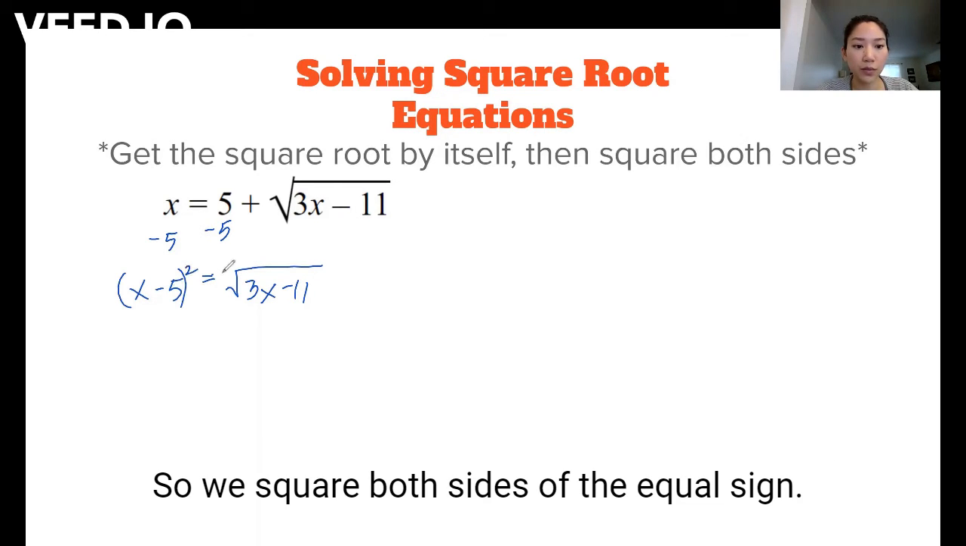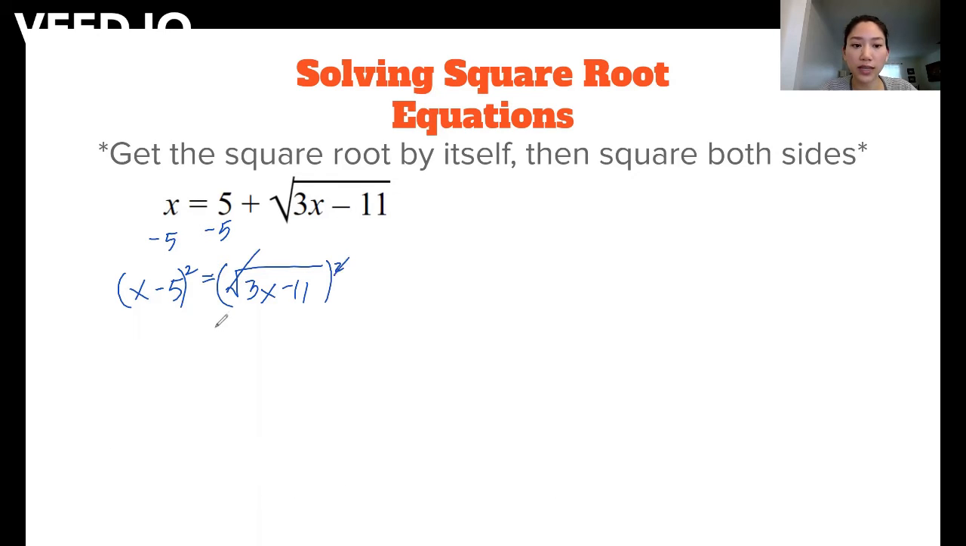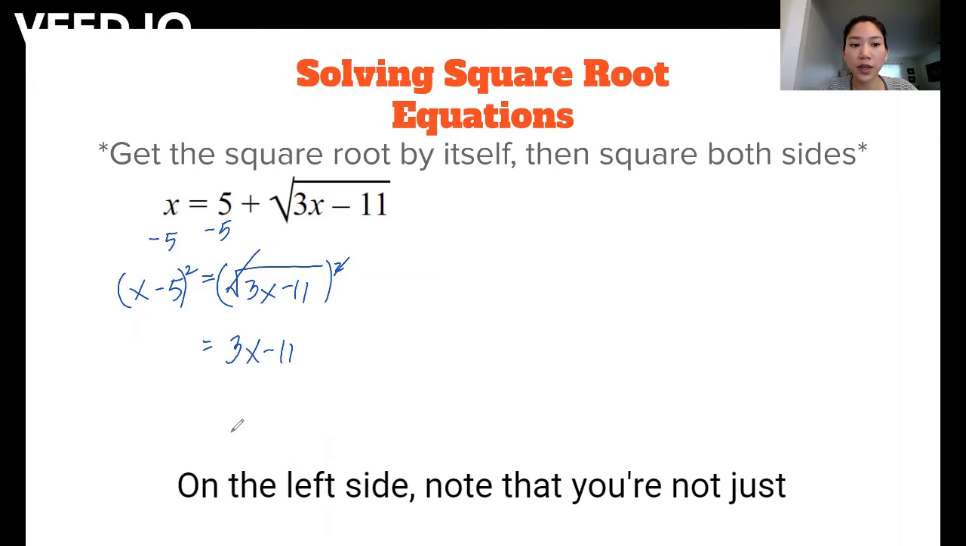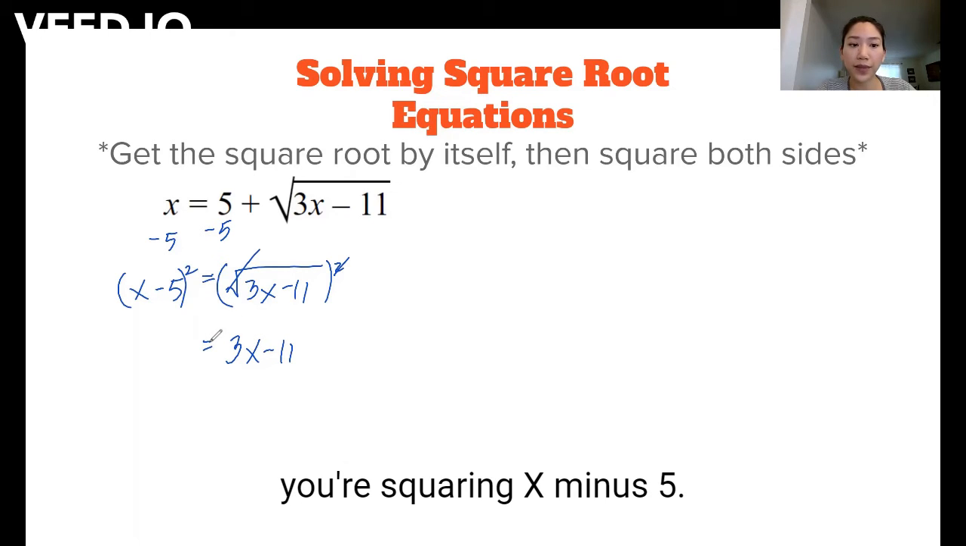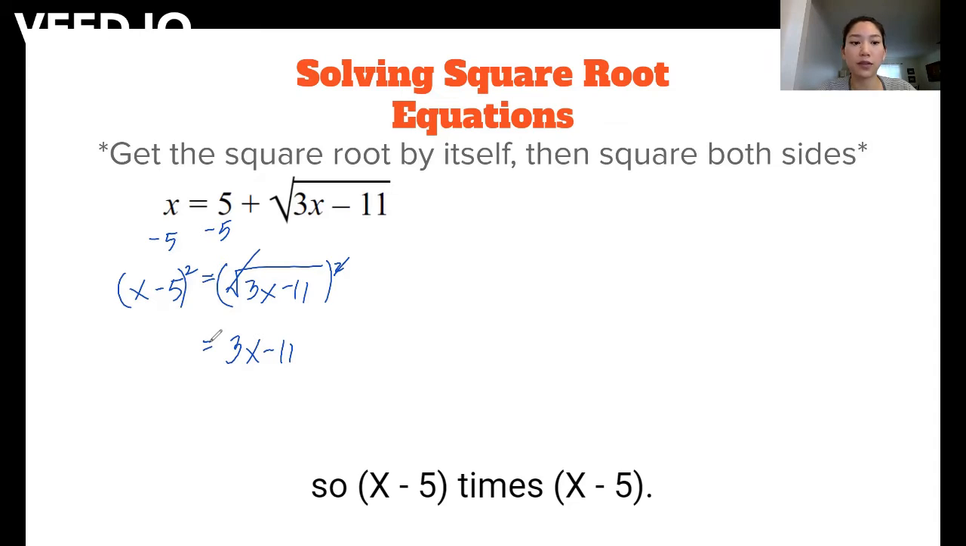So we square both sides of the equal sign. Square and square root, because they're opposite operations, cancel each other out. So on the right side, we just have 3x minus 11. On the left side, note that you're not just squaring the x and you're not just squaring the negative 5, you're squaring x minus 5. So you have to basically multiply this out as if you're multiplying binomials. So x minus 5 times x minus 5.